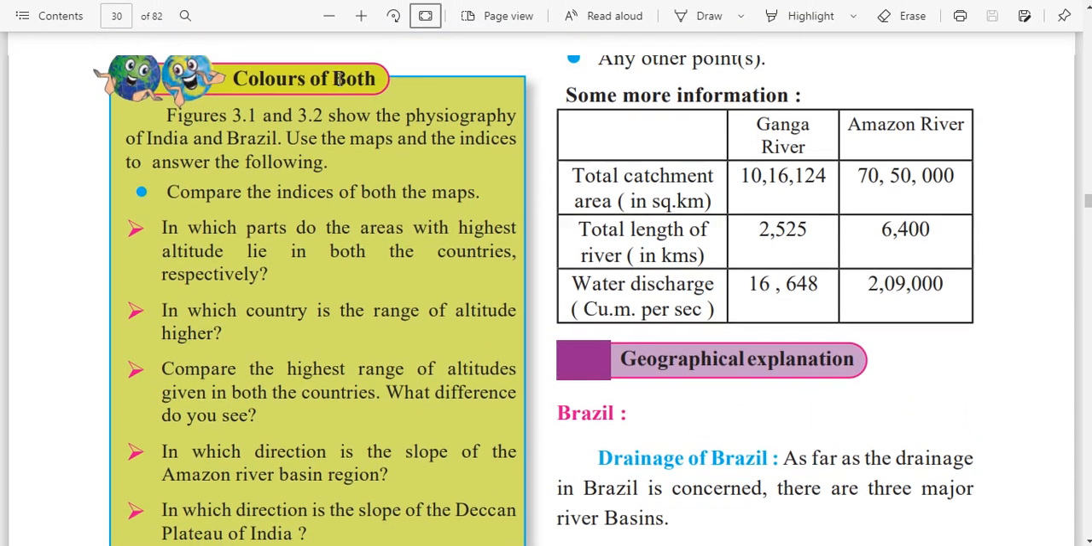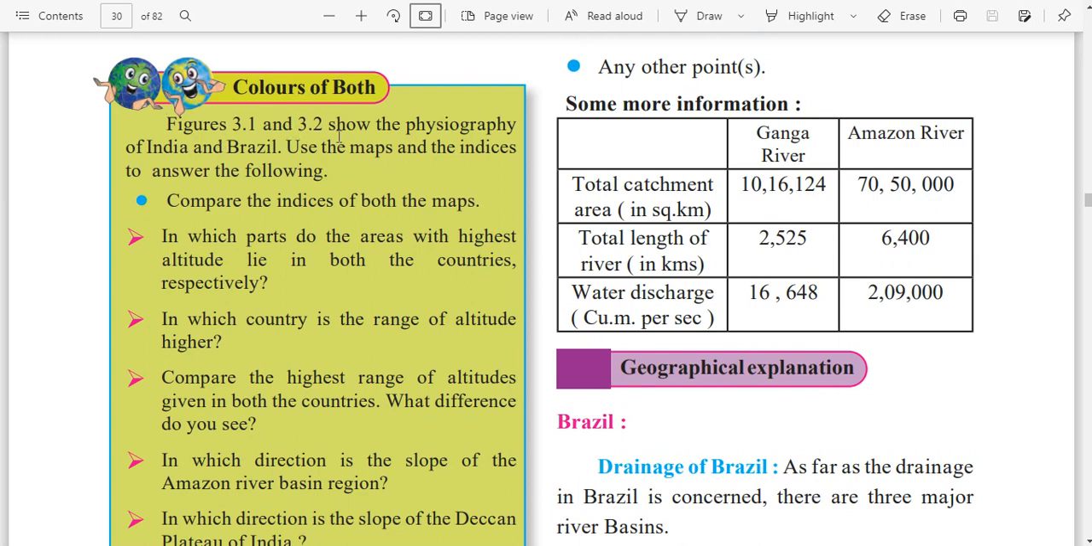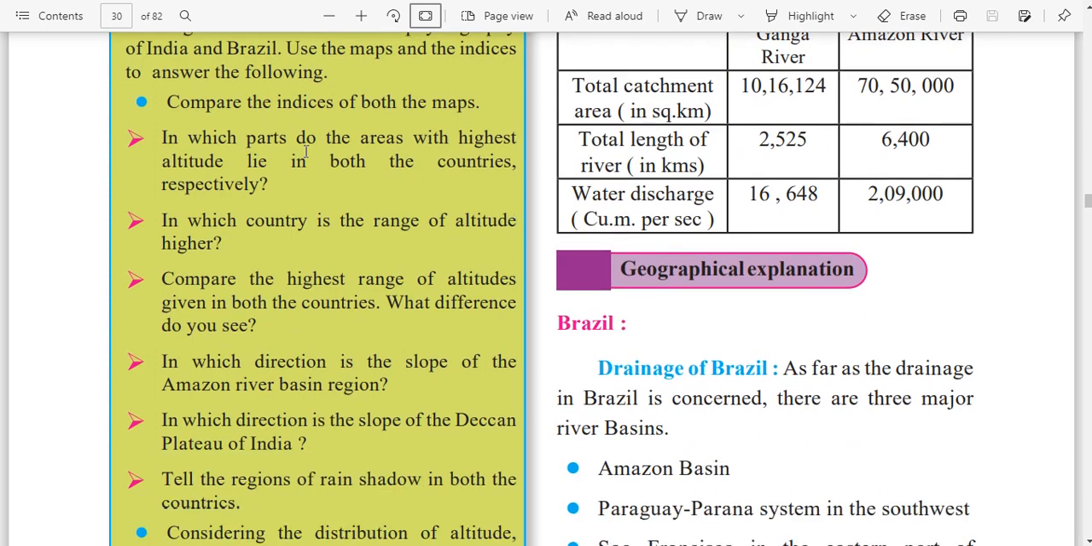Figures 3.1 and 3.2 show the physiography of India and Brazil. Use the maps and the indices to answer the following. Compare the indices of both the maps. In which parts do the areas with highest altitude lie in both the countries respectively? In which country is the range of altitude higher? Compare the highest range of altitudes given in both the countries. What difference do you see?